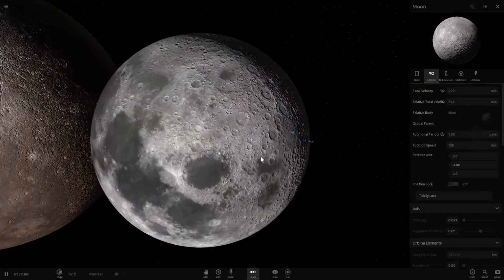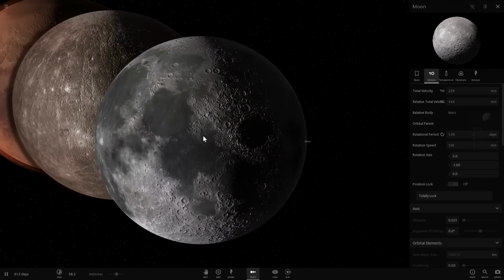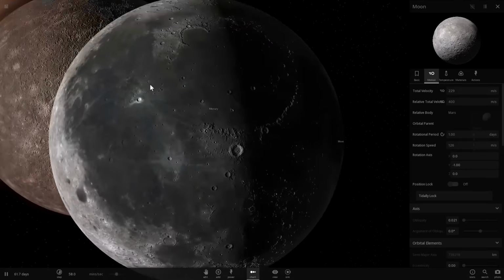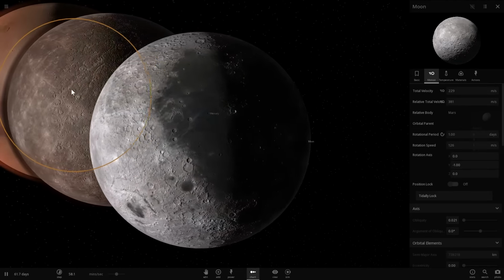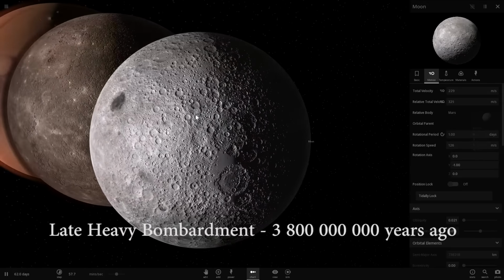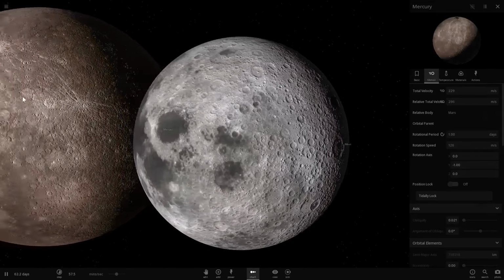And then if you take a look at Mercury and also take a look at the Moon, you'll notice that they both have quite a lot of craters. Now this obviously indicates to us that the surface here is quite old. Some of the craters were made many, many billion years ago. Specifically here we're talking about a period known as the late heavy bombardment, which occurred about 3.8 billion years ago. And this is why there are so many craters on both of these objects.